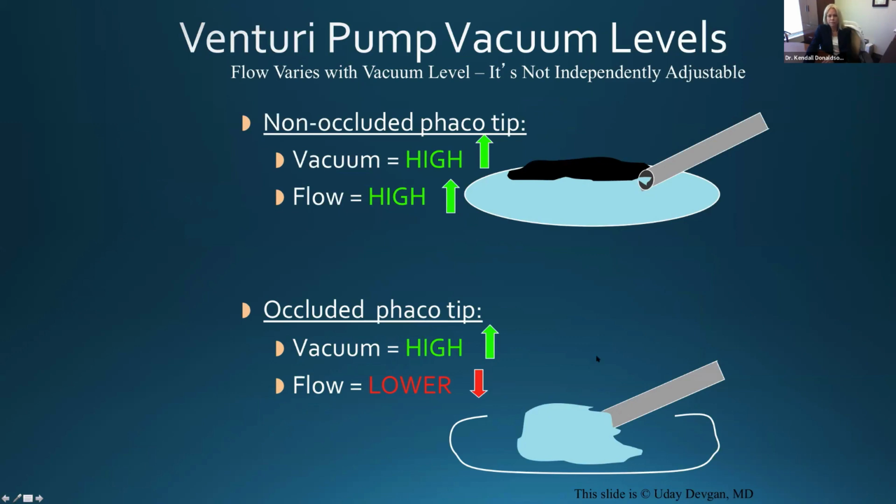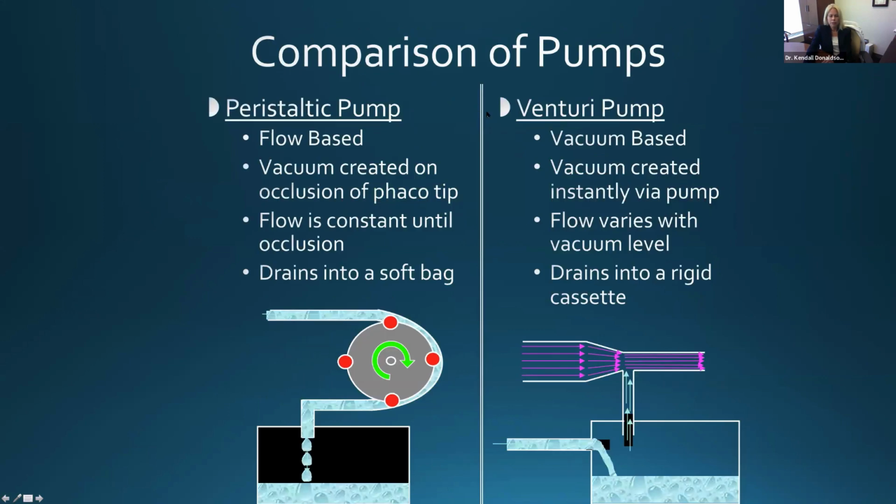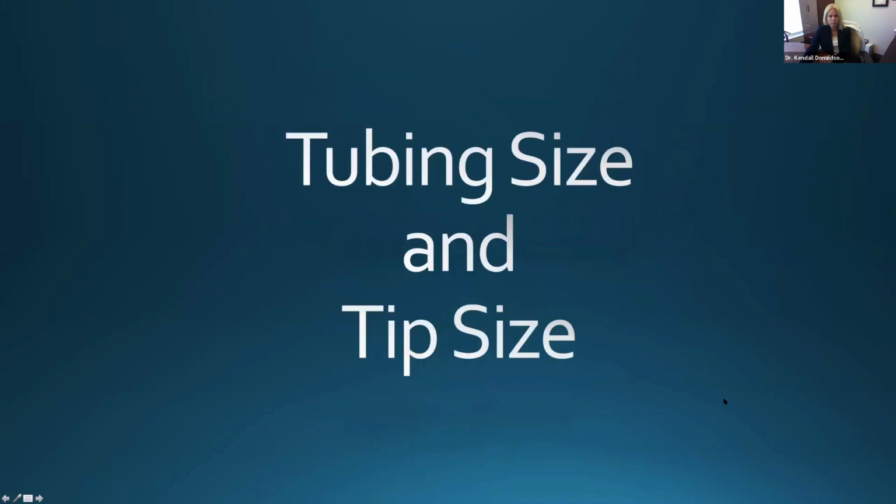So as opposed to the fluid pump, which we saw with the peristaltic system, now we see this is vacuum dependent. So here's just a little table that helps compare the 2 pumps, the peristaltic, which is flow-based, versus the Venturi pump, the nitrogen-based vacuum system. Okay, remember the peristaltic pump vacuum is created only on occlusion, whereas the vacuum is created instantly and constantly with the Venturi pump, okay? Again, with the peristaltic pump, the flow is constant, and until you get occlusion, then the flow stops and we're able to suck into our machine, okay? And so those are the major differences.